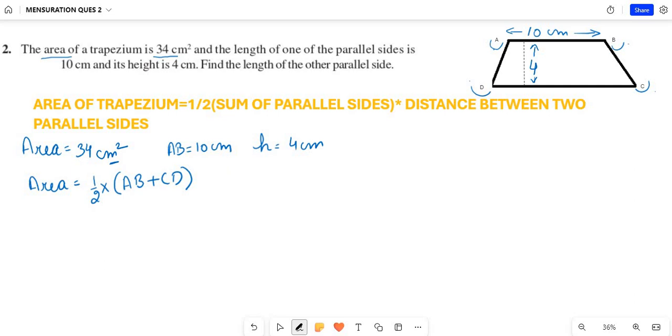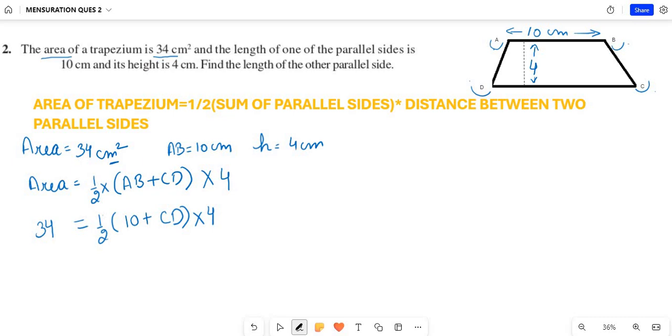So sum of parallel sides AB plus CD into distance between two parallel sides, which is 4 centimeter. So simply write 4 here, or you can write H here. Now area is given 34 centimeter square, half. Now you know AB is 10 but CD you do not know, so write CD in this way only. Multiply 4. Some students make the mistake that they divide 10 by 2. Make sure that it is a bracket, and as per BODMAS rule, you cannot solve the outer part until you have solved the bracket. Means you need to solve the bracket first.